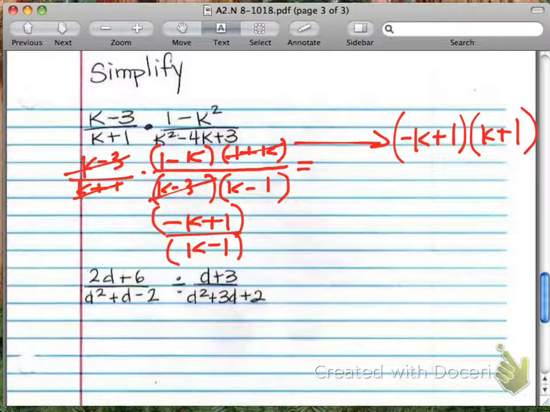So let's factor out a negative. If I factored out a negative, what does my top become? Negative 1 times. What's negative K divided by negative 1? K. Just K. What's 1 divided by negative 1? Negative 1. Over K minus 1. Can I cancel that out now? Yes. So what's my answer?